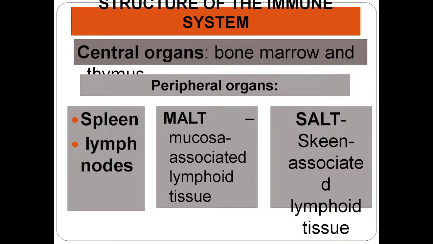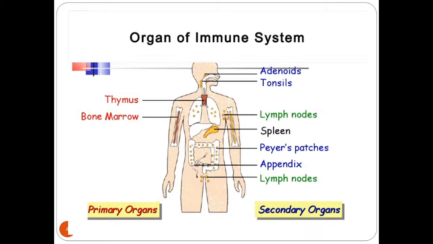Some short histology information about the structure and function of the immune system. The immune system includes central and peripheral organs. Central organs are the bone marrow and thymus. Peripheral organs include the spleen, lymph nodes, and lymphoid tissue: mucosa-associated and skin-associated lymphoid tissue. Primary and secondary organs.